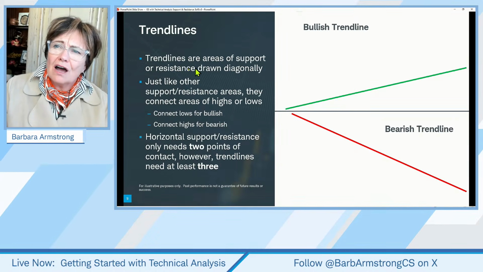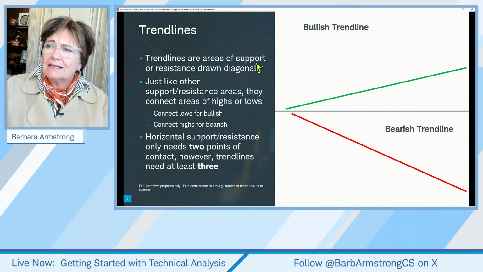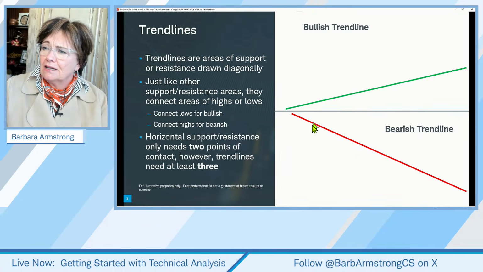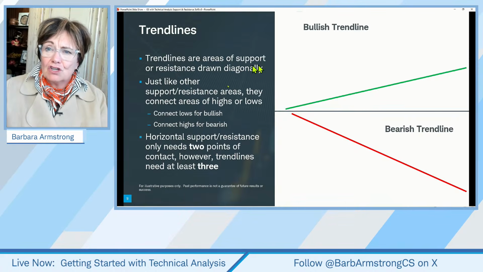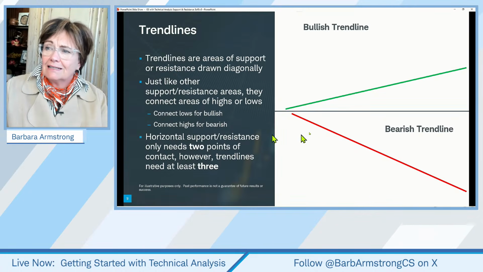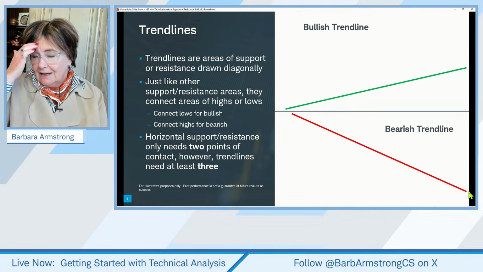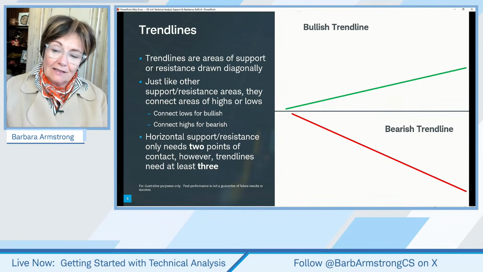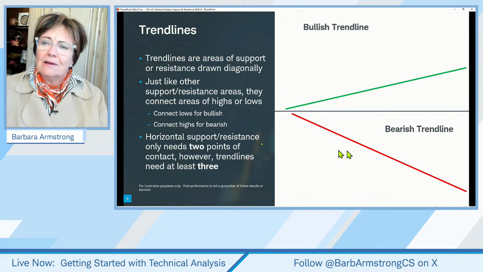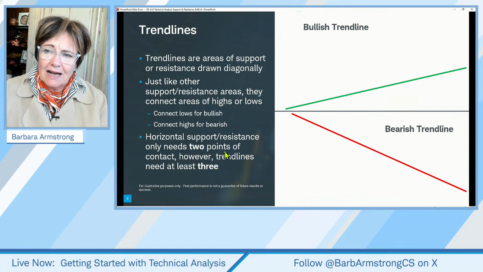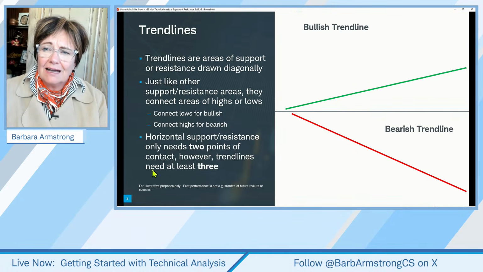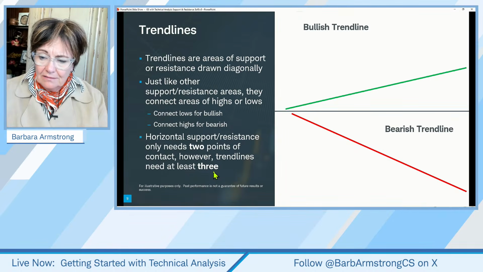And so if we draw a trend line, it's linking together areas of support and resistance drawn diagonally. We're going to look at several of those today on the chart, where we're connecting the lows for a bullish trend line or connecting the highs for a bearish trend line. And the technical analysis pundits, whoever they might be, would say that a horizontal support and resistance line only needs 2 points of contact. However, a trend line needs 3.